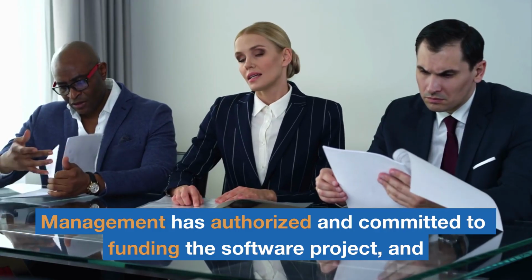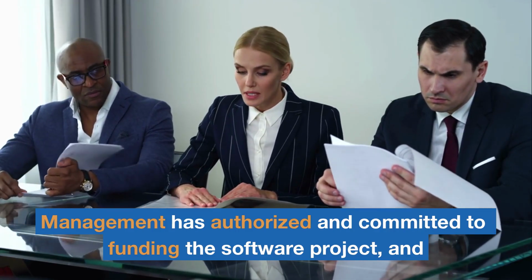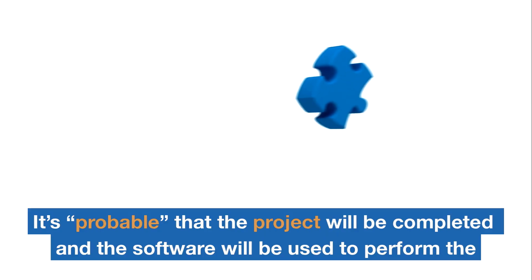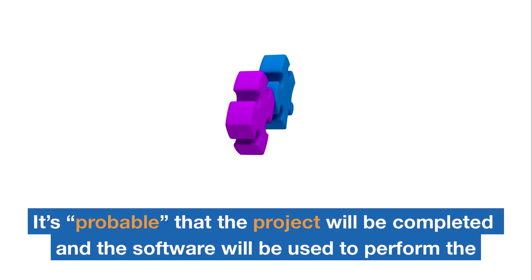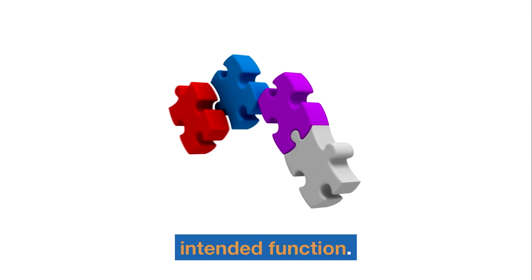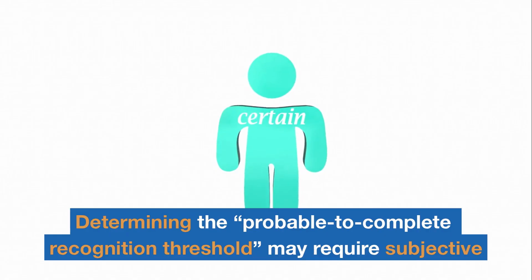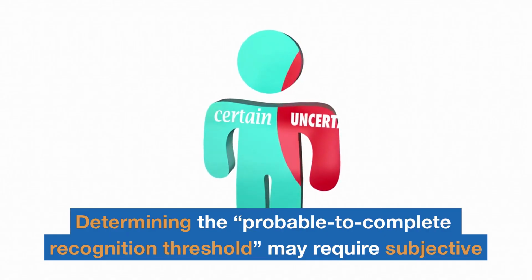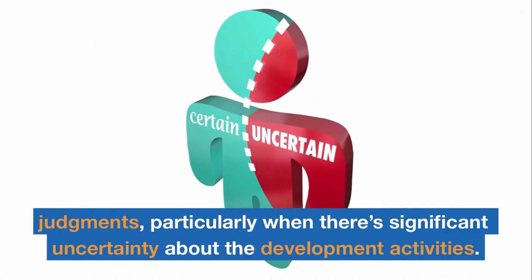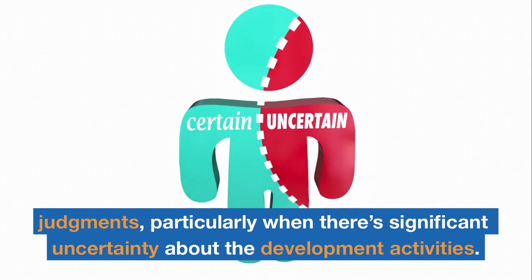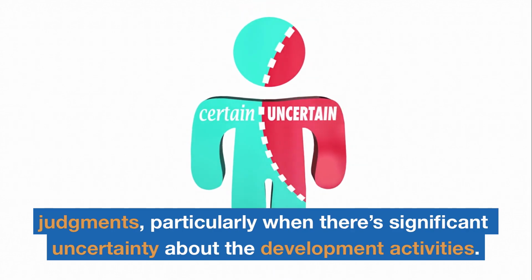Management has authorized and committed to funding the software project, and it's probable that the project will be completed and the software will be used to perform the intended function. Determining the probable-to-complete recognition threshold may require subjective judgments, particularly when there's significant uncertainty about the development activities.